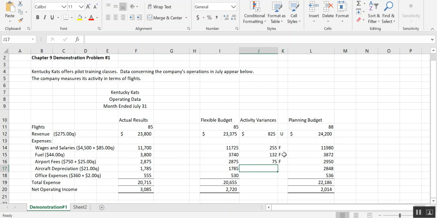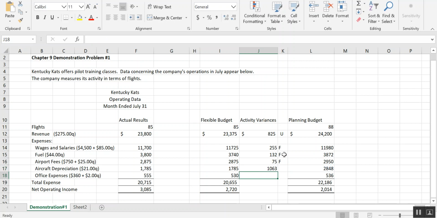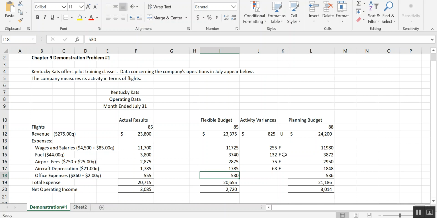We have aircraft depreciation. We have a lower flexible budget amount than what we had planned. And I believe I made a mistake in typing this. This should be 1848 instead of 2848. Okay. That makes our variance much more reasonable and in line with the other variances. So we have in the planning budget 1848 for aircraft depreciation, but 1785 in the flexible budget.